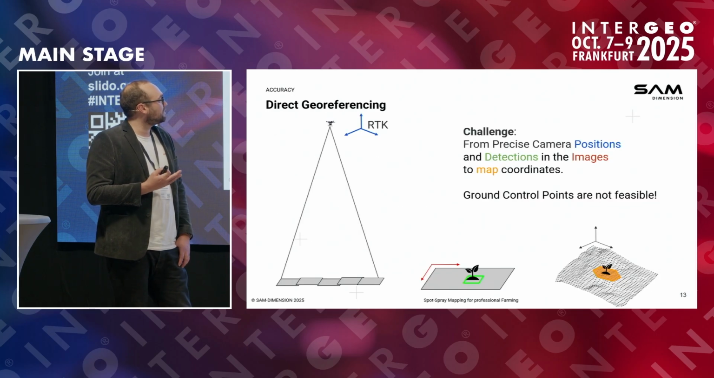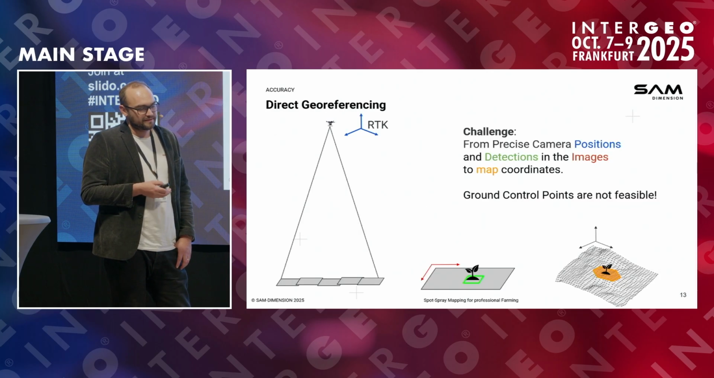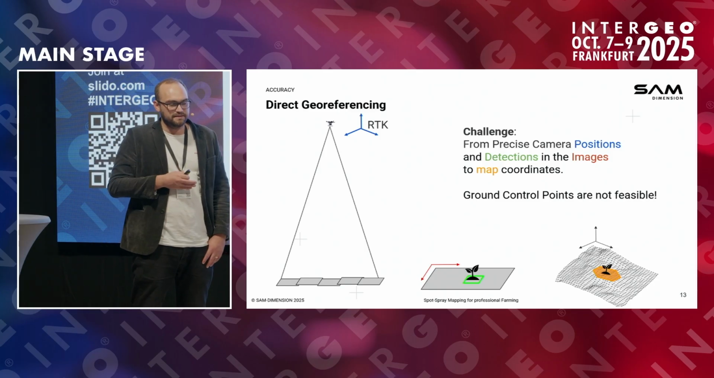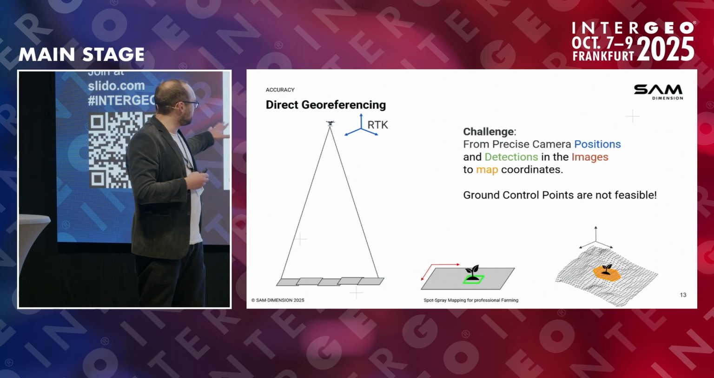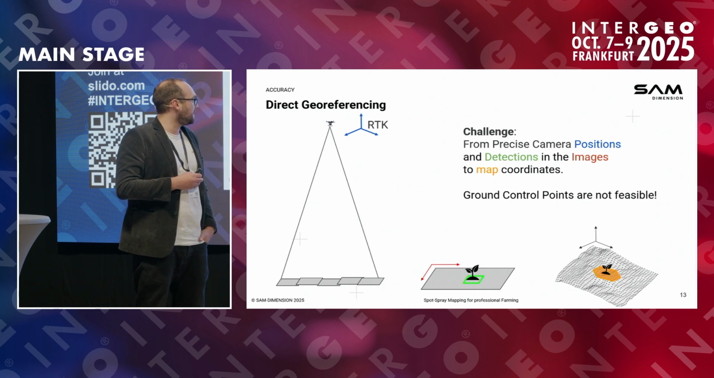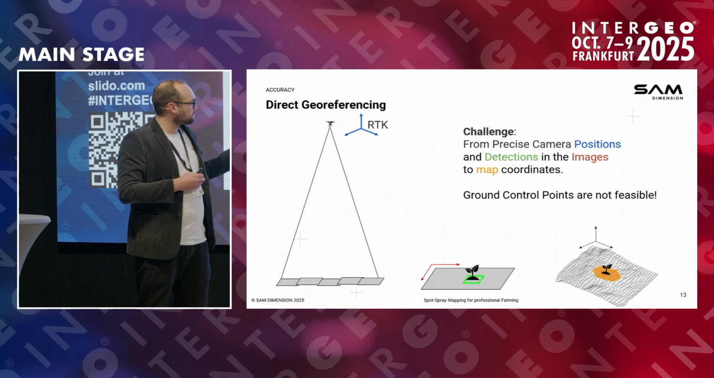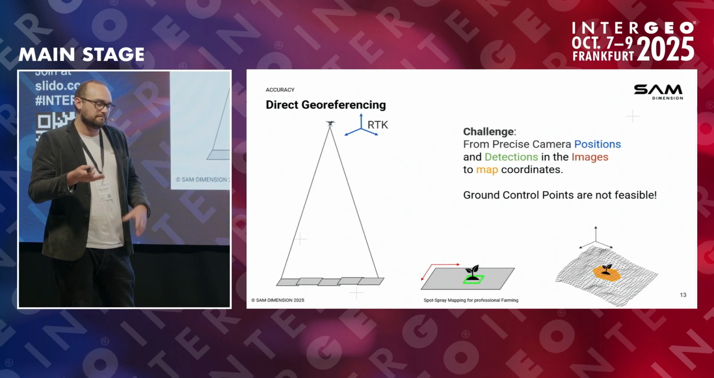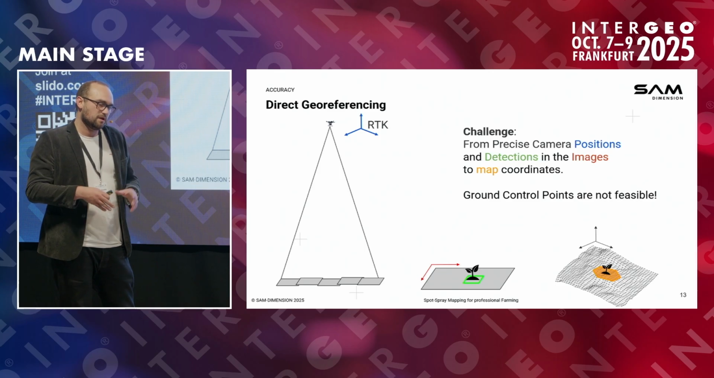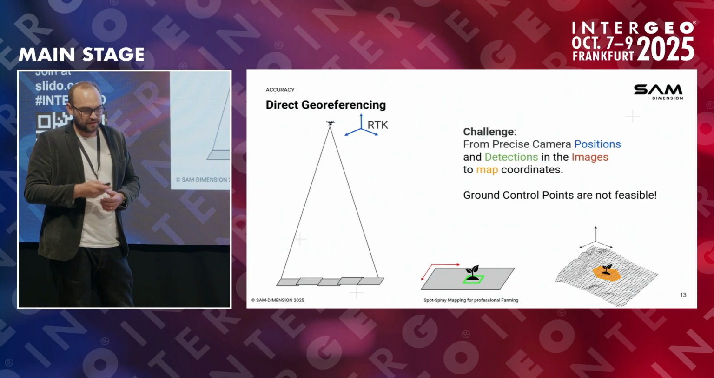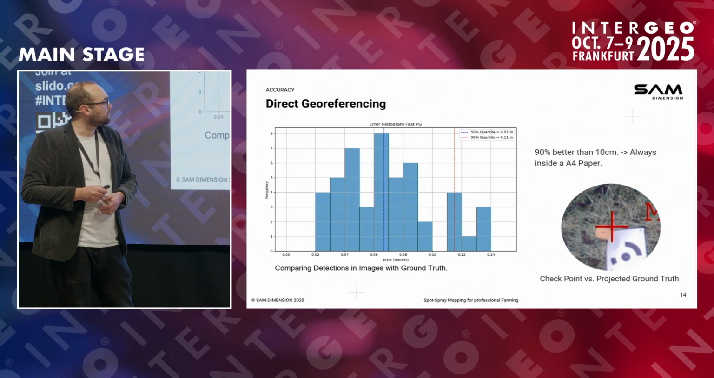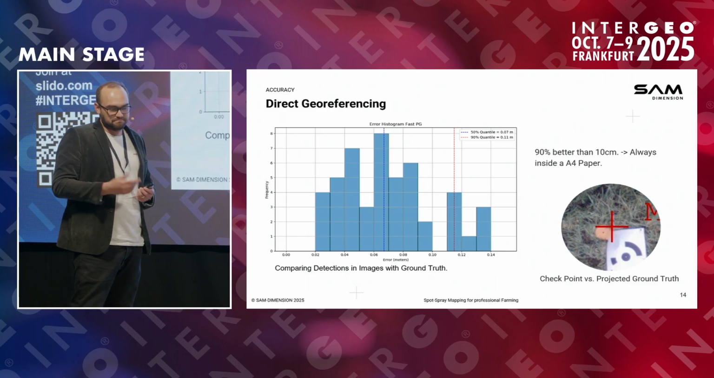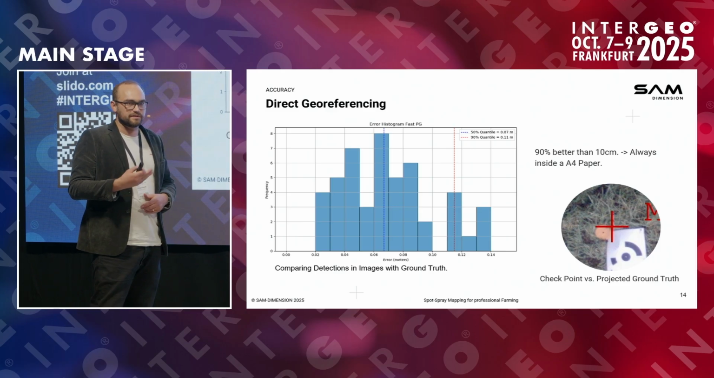So the direct georeferencing, the challenge here is mainly that you have your drone in the air with a precise RTK system, and these mapped images on the ground from the camera head, and then you detect your plants in the image, and you need to somehow map these detections in the image back onto the three-dimensional ground. I won't go into how we do this, but we did some experiments, because we always have to be accurate enough for the sprayers.